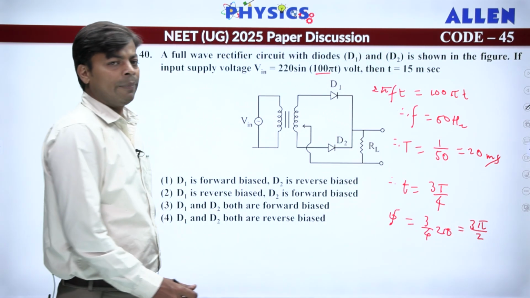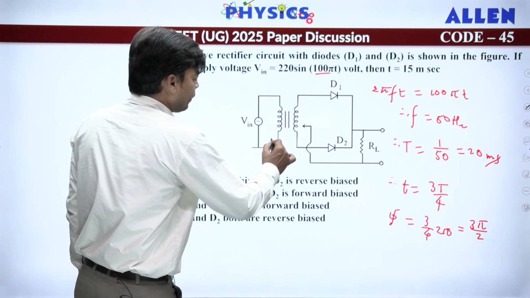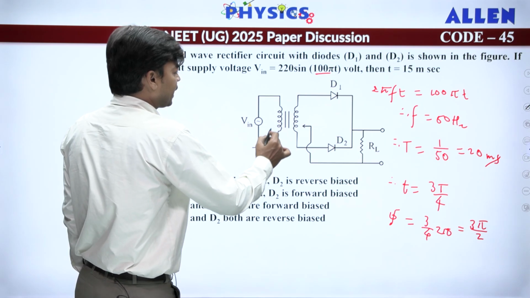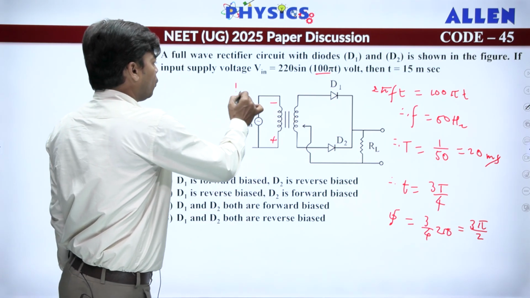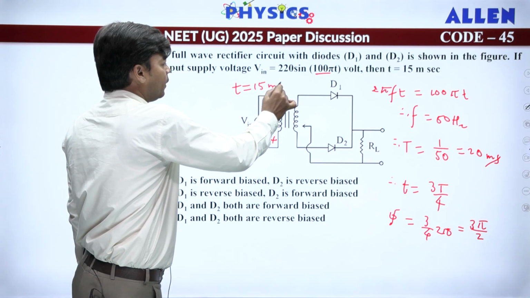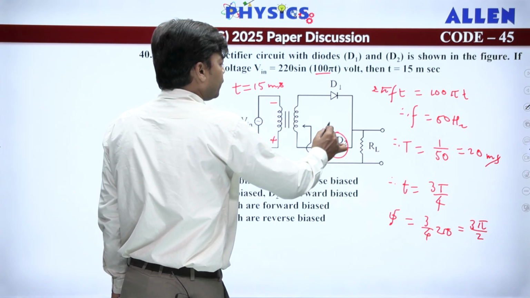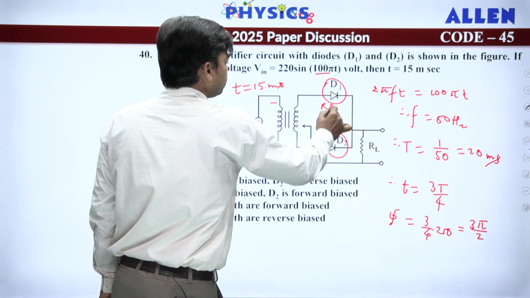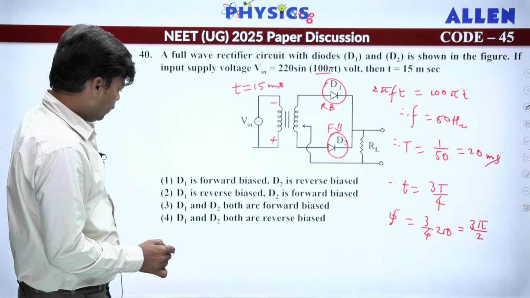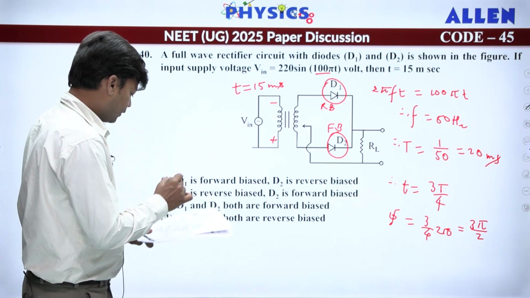So at this 3 pi by 2, sine will become negative phase. So this terminal will be positive terminal at this time, and this terminal will become negative terminal. At time t is equal to 15 millisecond, this will be the situation. And so therefore D2 will come in forward bias and D1 will come in reverse bias. And so therefore we will have second option as the right answer.